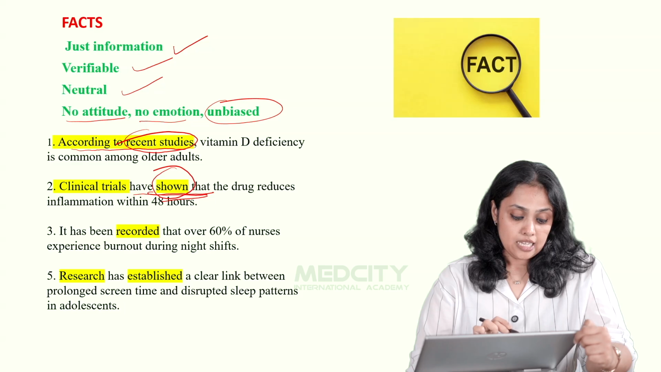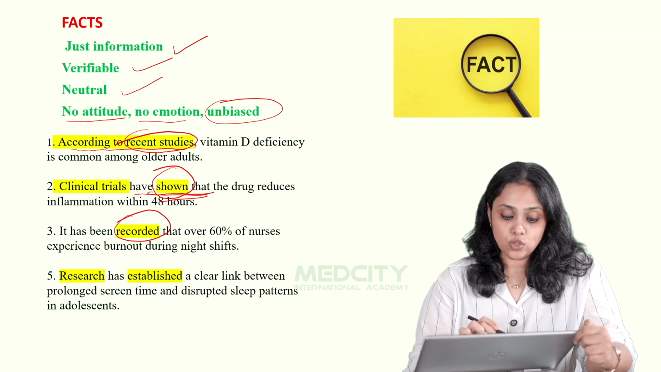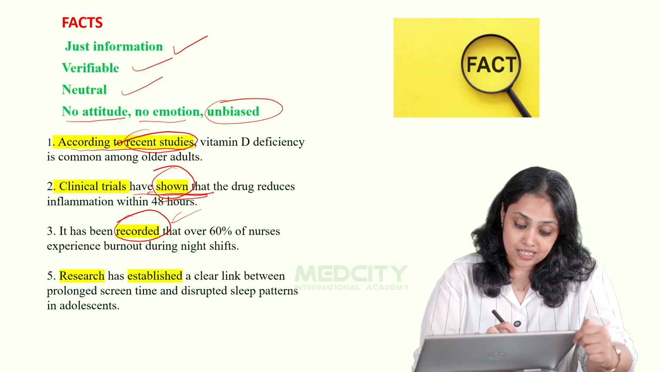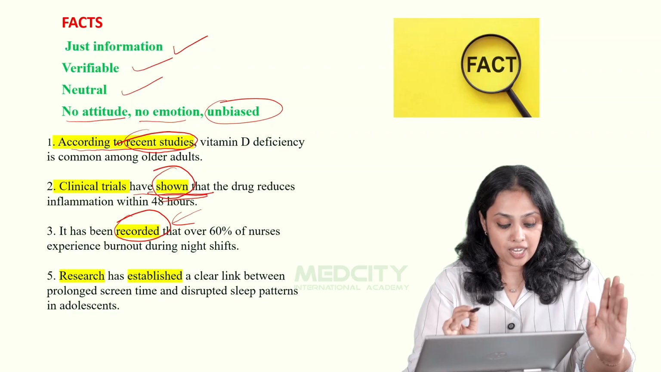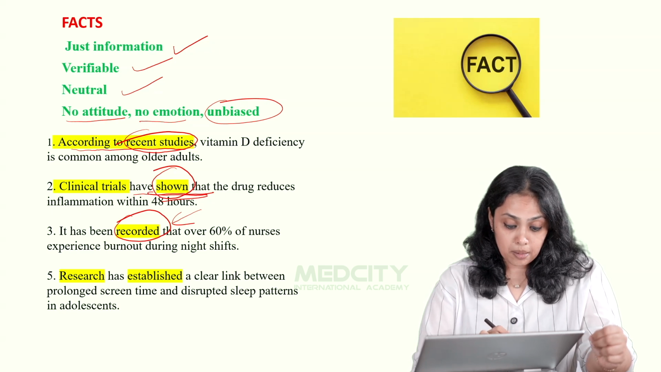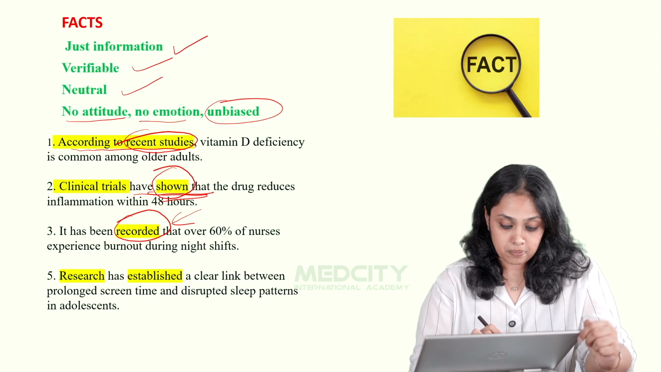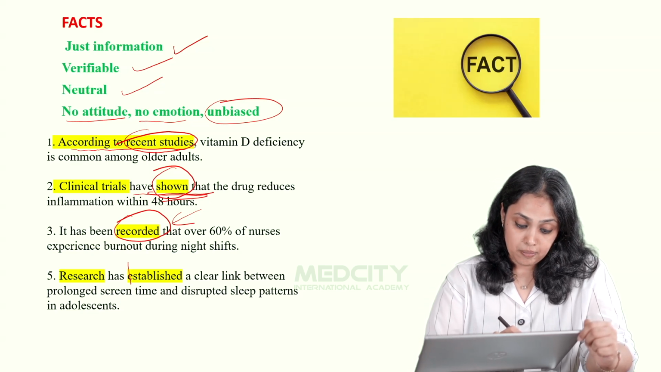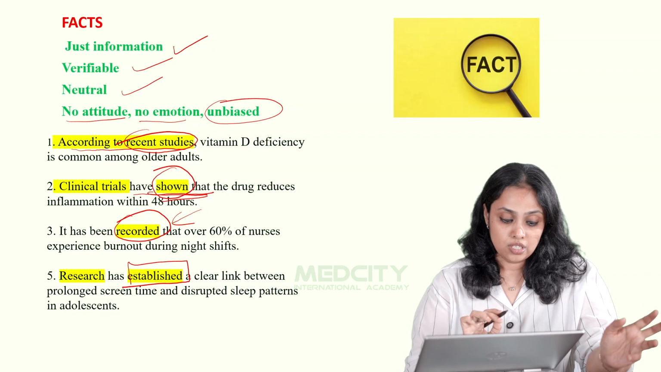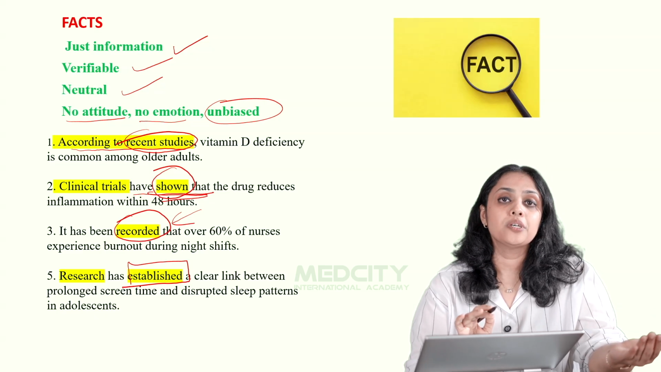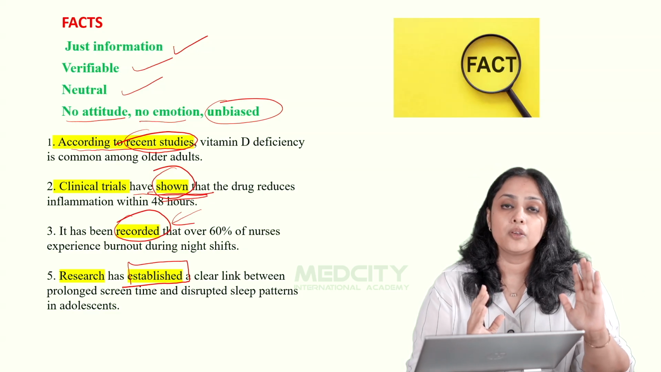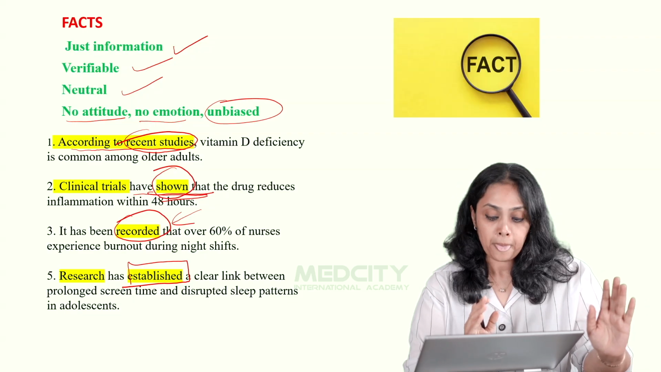Then the third example: it has been recorded that over 60% of nurses experience burnout during night shifts. It has been recorded means again it is a fact, something which has been verified, proven and recorded. Now the last example: research has established a clear link between prolonged screen time and disrupted sleep patterns in adolescents. Research has established means again it is verified and proven. So when you see such words or phrases in the statement, you need to understand that it is a fact. It's not a judgment or an opinion or a thought by anyone, but something which can be verified. For that reason, it needs to be considered a fact.